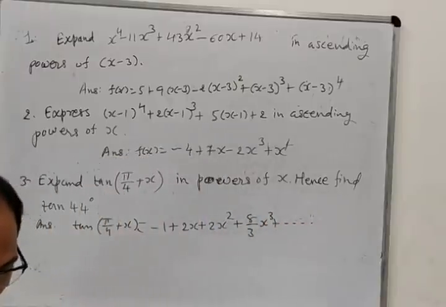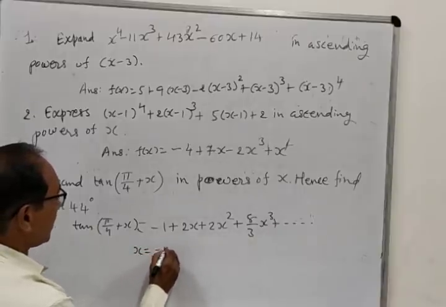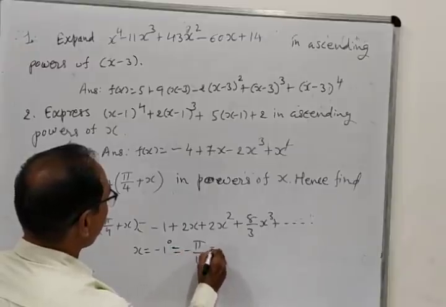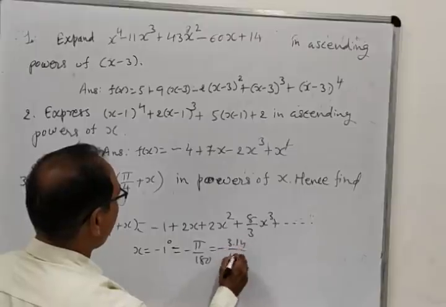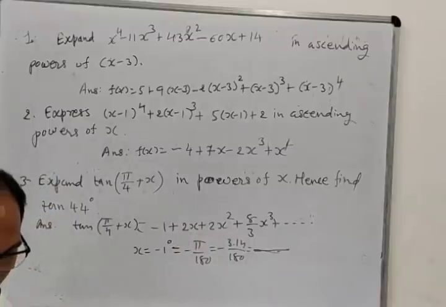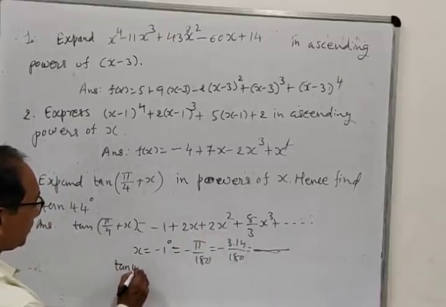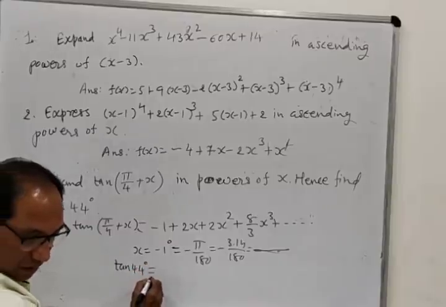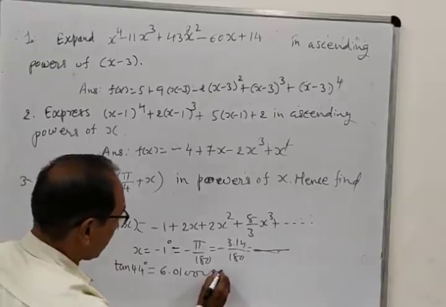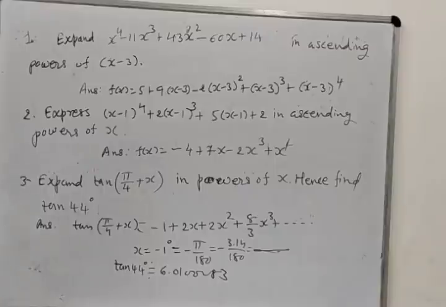Okay, and then finally you will have to put x equal to minus 1 degree. X equal to minus 1 degree means minus pi upon 180, and this you can find very easily, minus 3.14 divided by 180. Whatever the value is, you can put it for x here and get the answer, tan 44 degree equal to 0.9657 approximately. This is the approximate answer. Okay, so you can also solve this example very easily and very simply.